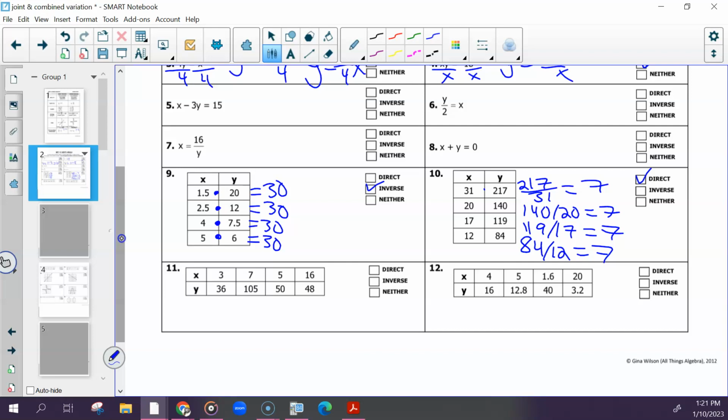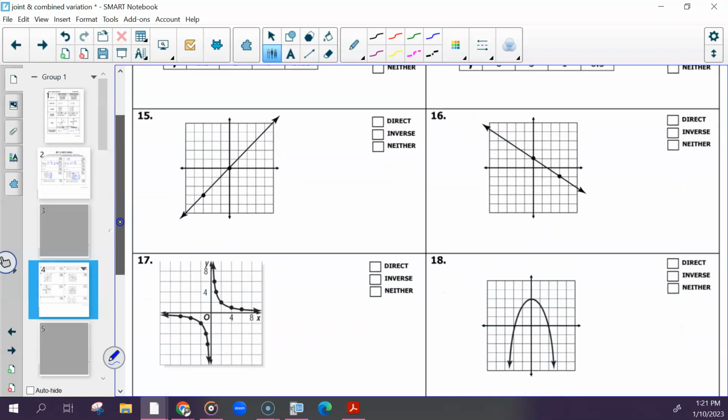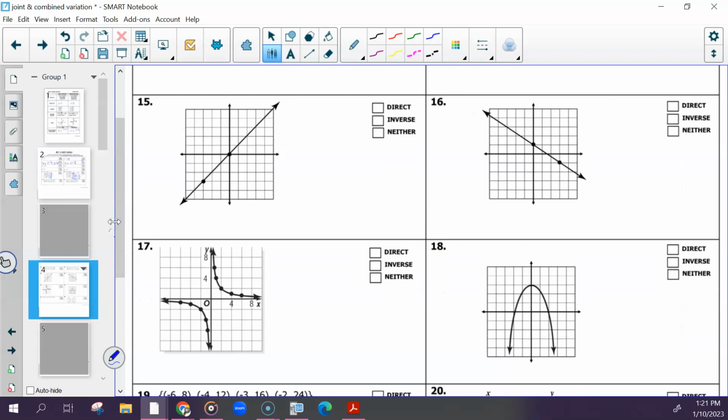Before we go on to the next page, do we have questions on any of those? Yes. So if you divide it, it's direct. If you divide it and they're all the same, then it's direct, yes. If no other questions, go ahead and turn to the next page. For 15, is that direct, inverse, or neither?